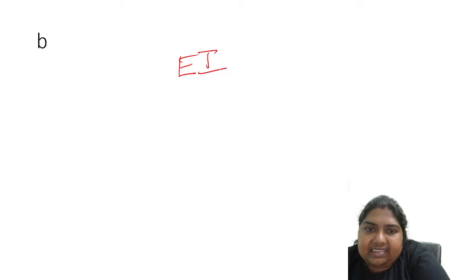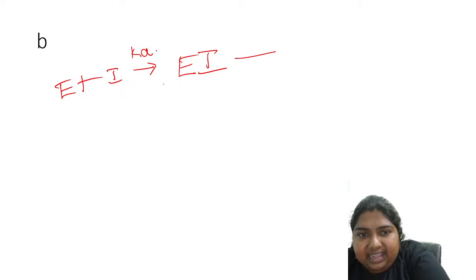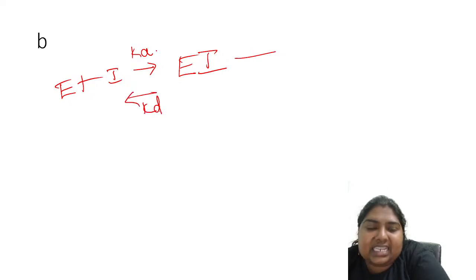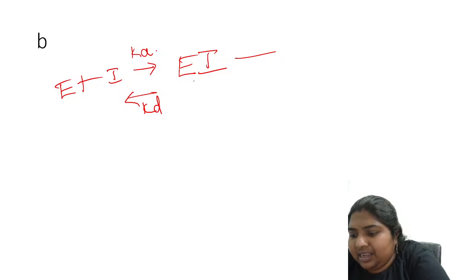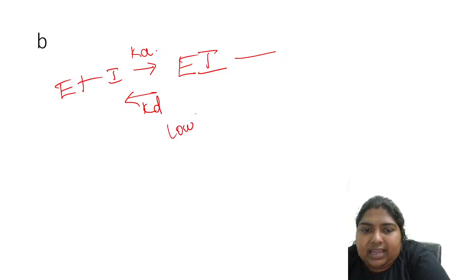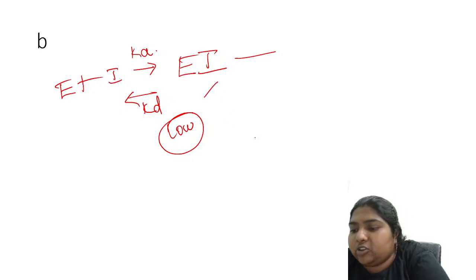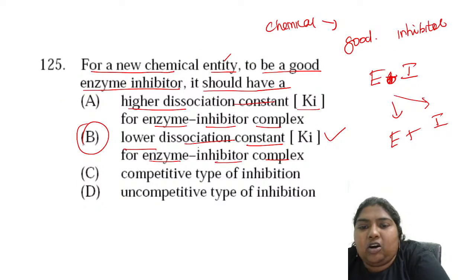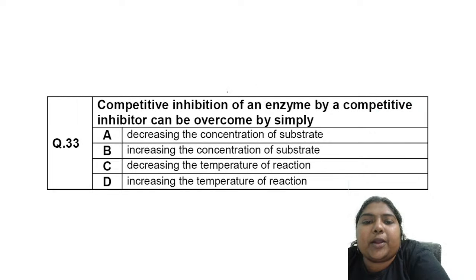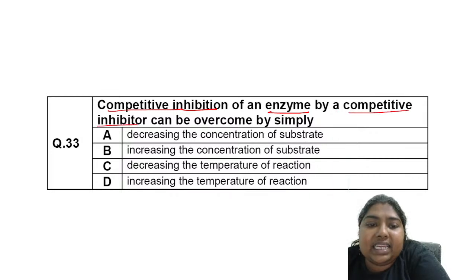Your E plus I is forming EI. This is called K of association. This can dissociate to form your E plus I alone. So this should be low. Lower dissociation is what leads to enzyme inhibition. Or else it will go back to the original form, which you don't like. Correct? Competitive inhibition of an enzyme by a competitive inhibitor can be overcome by.